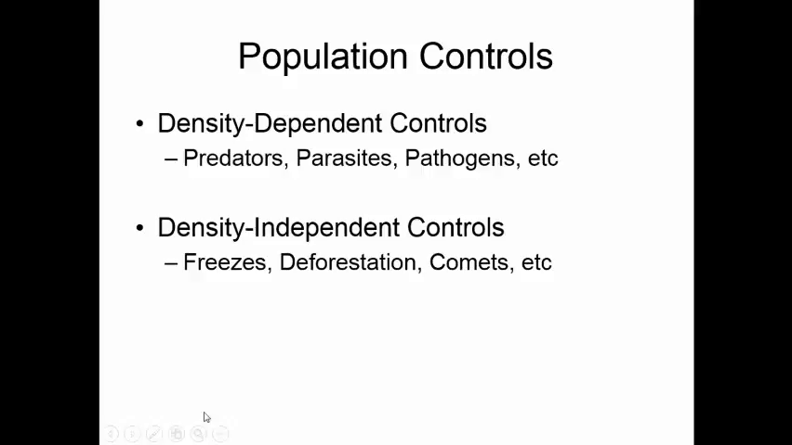Density-independent controls are things that affect the population; it really doesn't matter how many you have. Things like freezes, deforestation, comets, volcanoes, things like that are going to affect a population and affect that area no matter if there's 1 million people or if there's 2 people. It'll still impact that area. And so it doesn't matter how many there are, it just matters if there are some in that area or not. And so these things will affect the population no matter what.